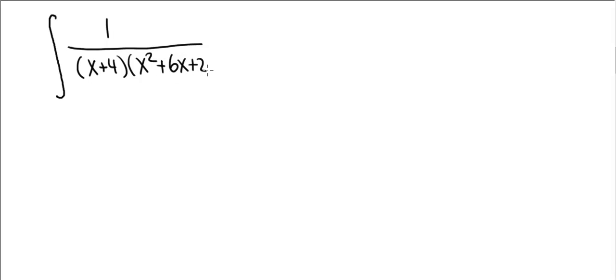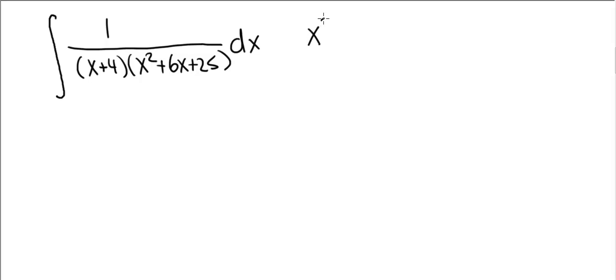We're going to use a technique called the method of partial fractions to evaluate the integral of 1 divided by x plus 4 times x squared plus 6x plus 25. First, we have to make sure the degree of the numerator is strictly less than the degree of the denominator. That's clearly true. The degree of the numerator is 0 because we just have a constant of 1. The degree of the denominator is 3.